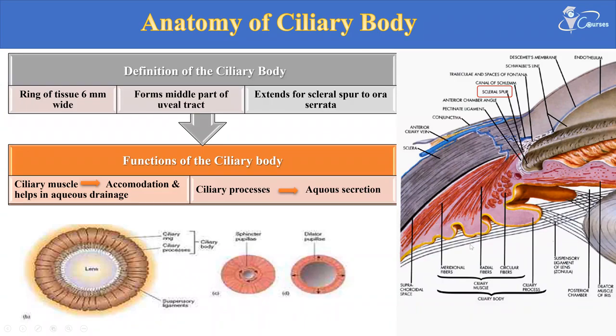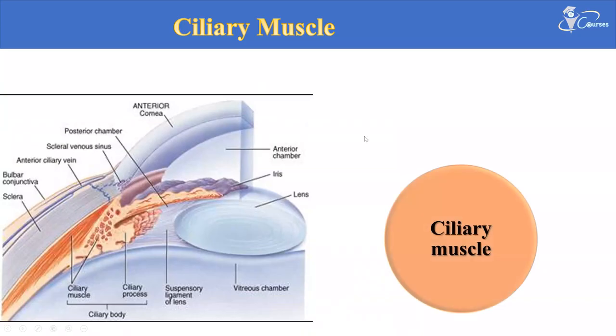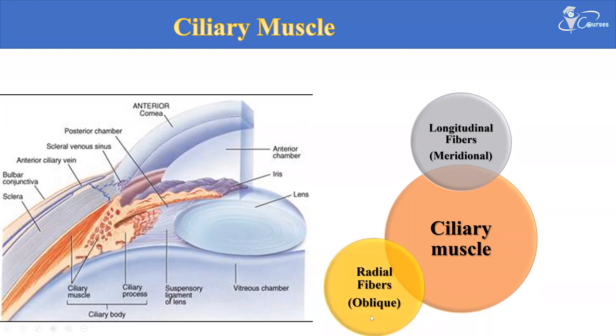So here is the ciliary process, and posterior to the ciliary process, or within it, there will be the ciliary muscle. The more internal part will be the ciliary process, and the more exterior part will be the ciliary muscle. The ciliary muscle consists of three parts. The first is called the longitudinal fibers or the meridional fibers. Then the radial fibers or oblique fibers, which connect between the longitudinal fibers and the circular fibers or the sphincteric fibers.